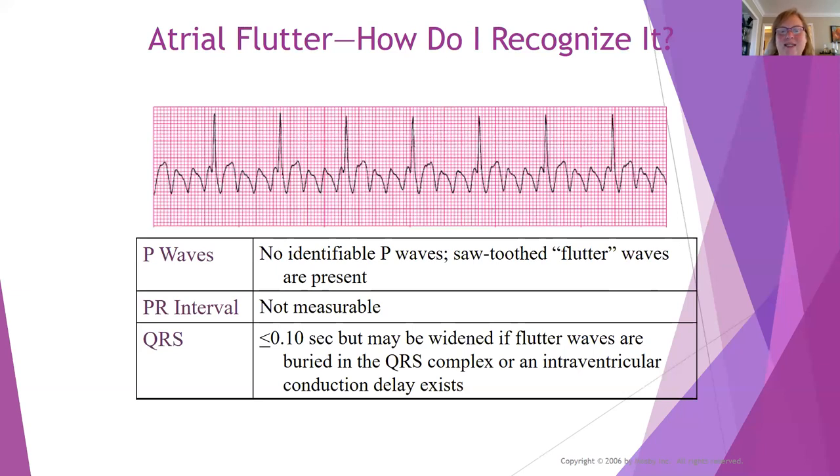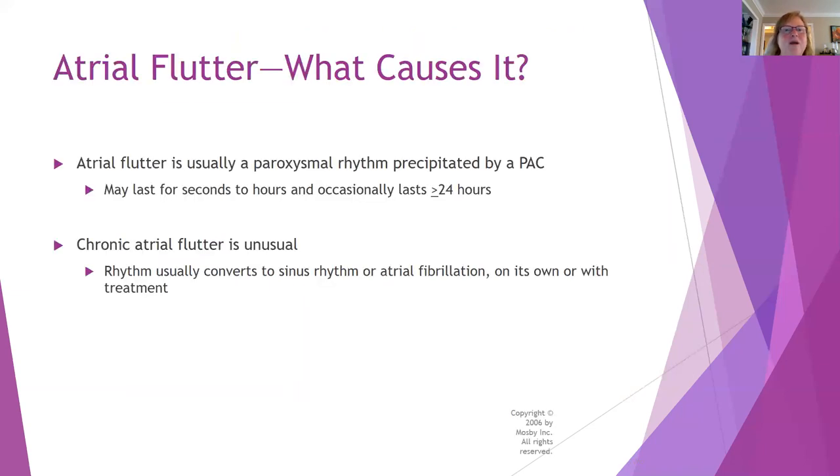The QRS is less than 0.10 or 0.11 or 0.12. I'm never going to get you on that. So different references might say 0.10 or 0.11, 0.12. You get it, it's normal, it's within normal limits, the QRS typically. But if you end up with these flutter waves buried in everything, often those flutter waves are buried in your T wave for sure, but sometimes they actually even get buried in a QRS, it may look anomalous. So just to be aware of that.